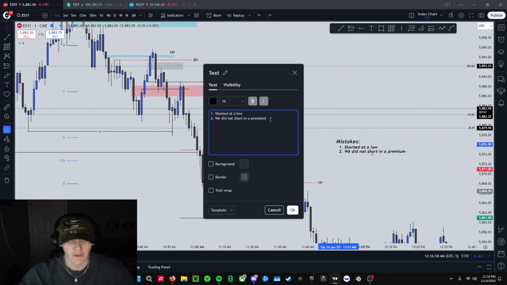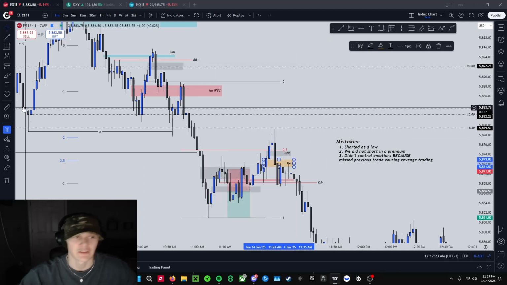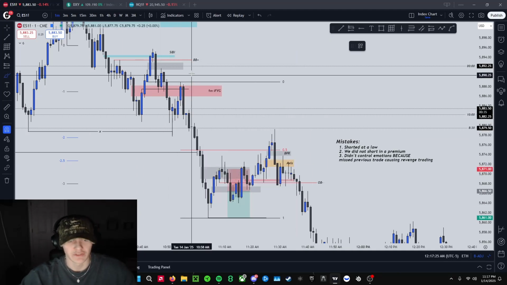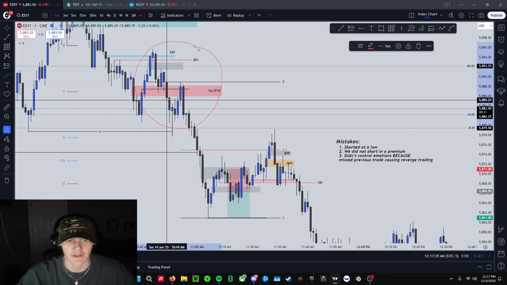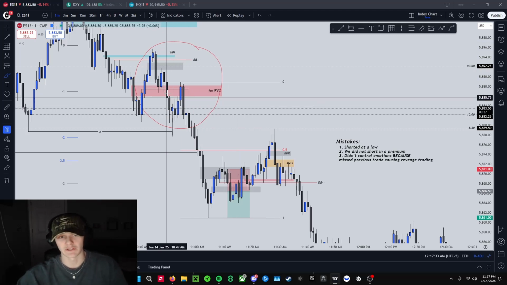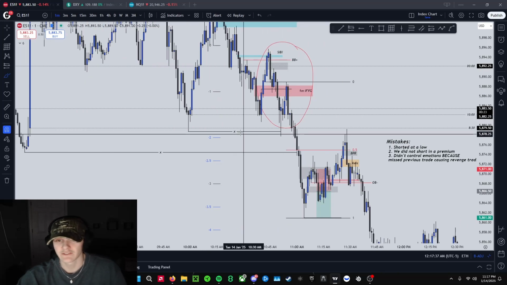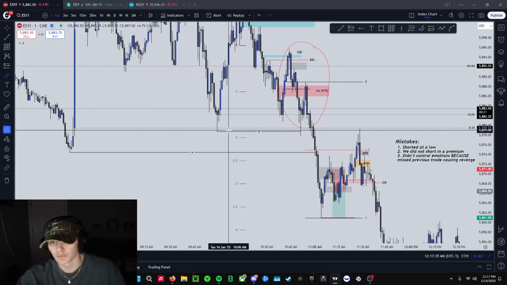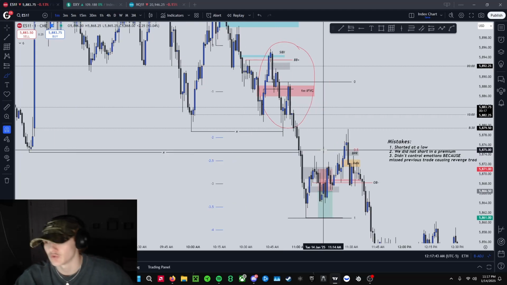Mistake number three was I did not control my emotions. I missed a previous trade, causing me to take a revenge trade. The initial trade that I wanted to take was this mechanical model right here. I did not take this trade because this candle close was too low for my liking, which obviously we can see caused price to boom and run down these equal lows. I did not suspect that price could 100% reach back down to take out these lows, even though it was the obvious draw on liquidity.